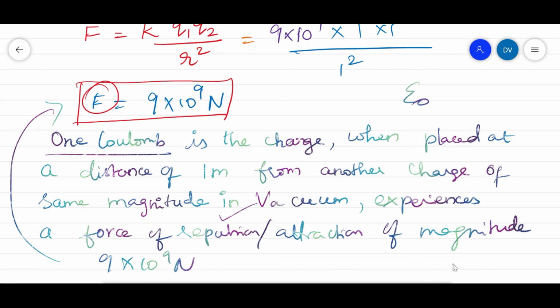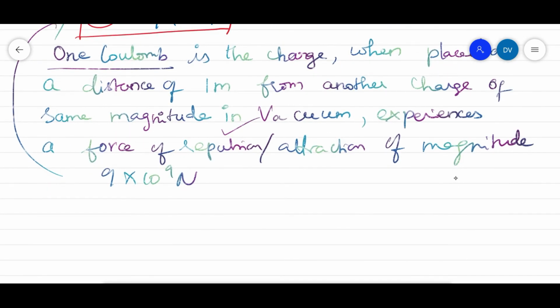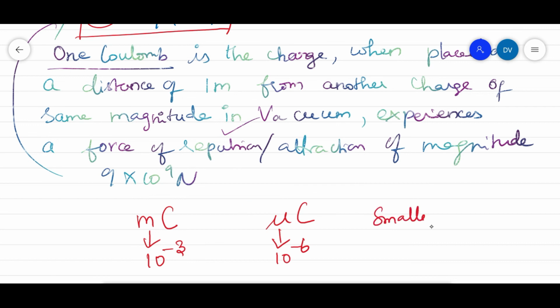Next, a very important point. We cannot use this coulomb directly. So always we will be using millicoulomb and microcoulomb. Milli means 10 to the power of minus 3. Micro means 10 to the power of minus 6. So always we will be using only these smaller units, practical units. Note down all the points.